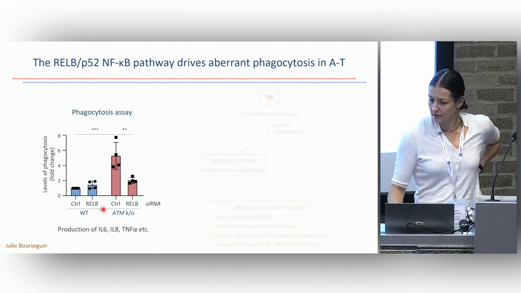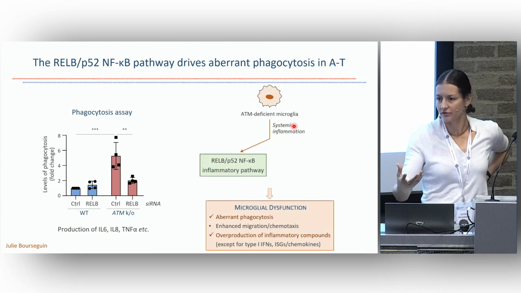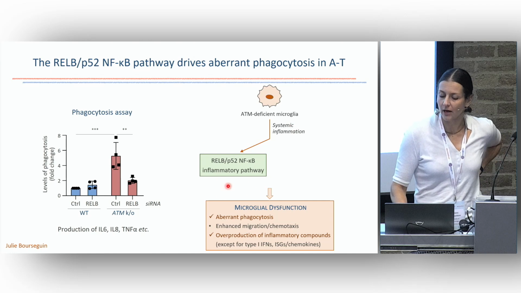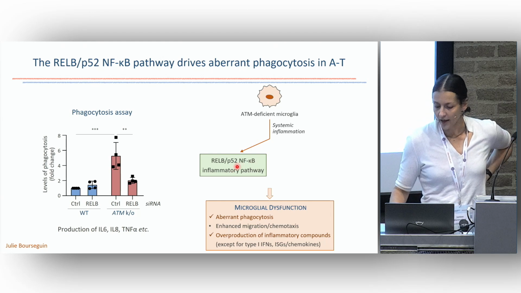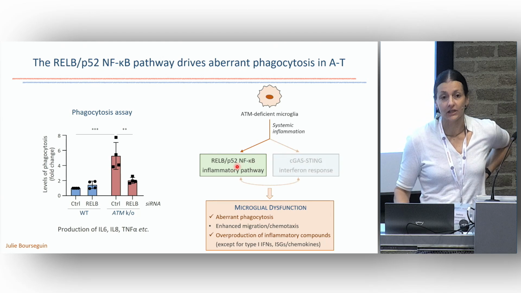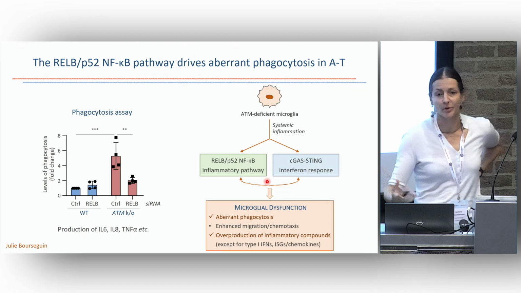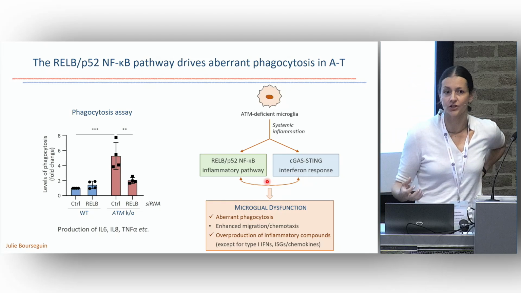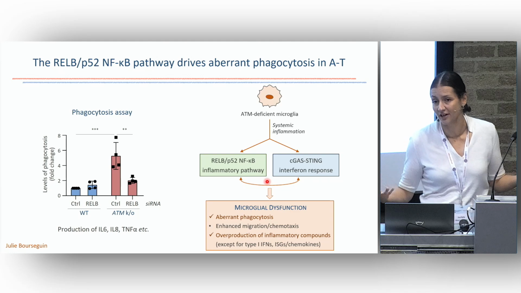So what I showed you very briefly is that ATM-deficient microglia show this systemic inflammation phenotype, which is driven by the RelB, p52, NF-kappa B pathway. Well, it would be lovely if it was the only one. Of course, it is not. And this is where Andrea very nicely introduced the cGAS-STING interferon response. Of course, the cGAS-STING interferon response is also activated in ATM deficiency because ATM deficiency is effectively a genome instability phenotype.